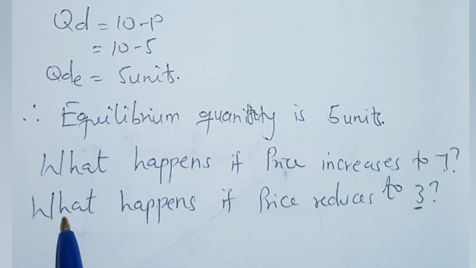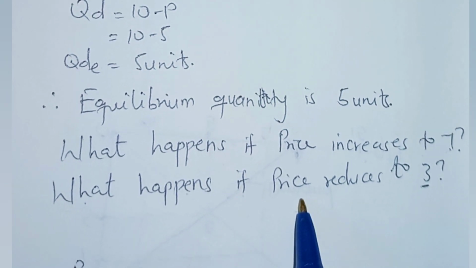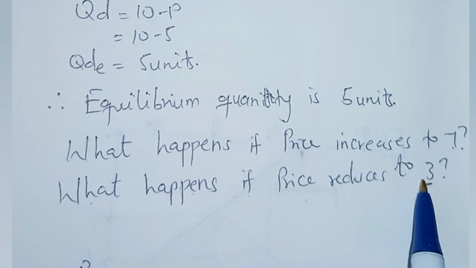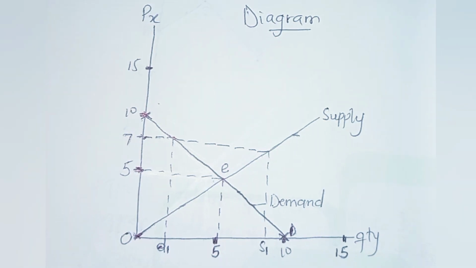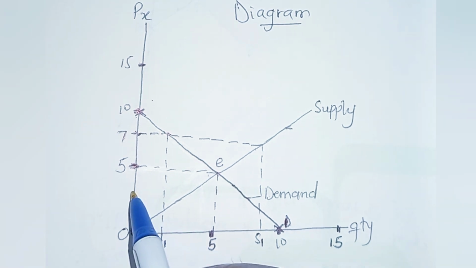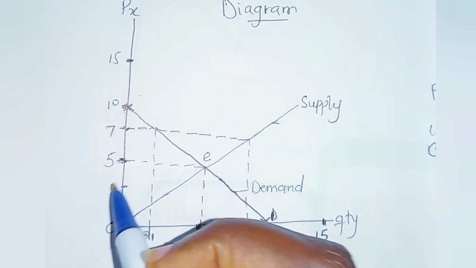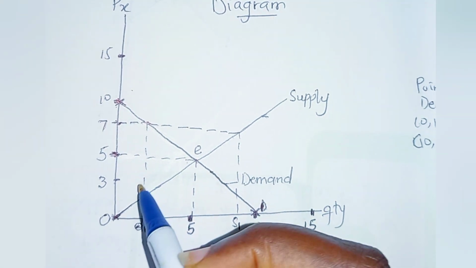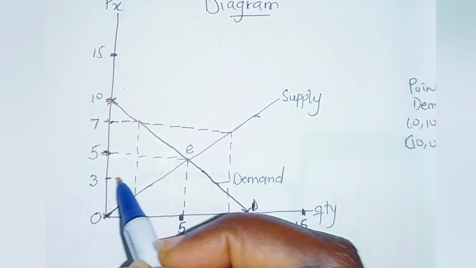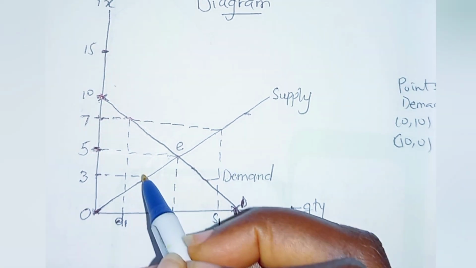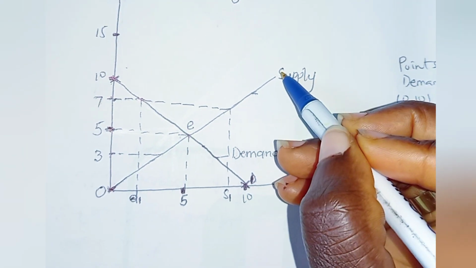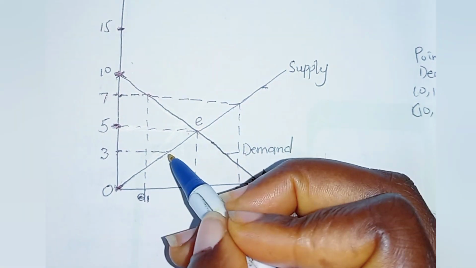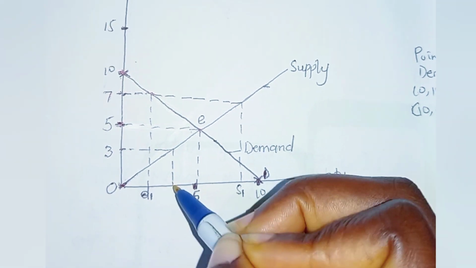What happens if price reduces to 3? So how are consumers going to react, and how are producers also going to react? So I extended it to my supply curve and indicated it on the quantity. So you can see that our new supply is reduced, and I extended it to the demand curve to see the effect that it will have on demand, and demand has actually increased.